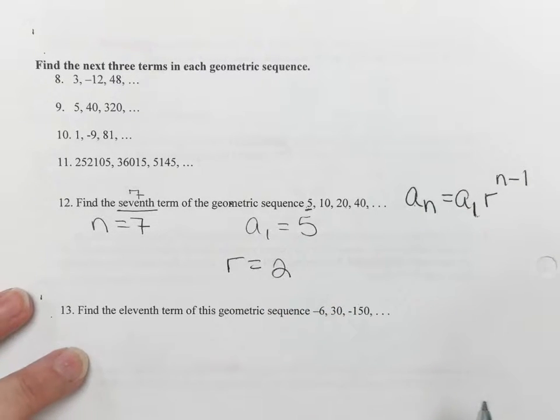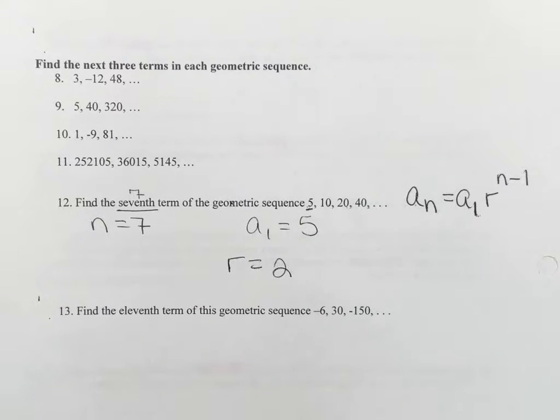Are you all okay? What's the only thing it says to do in 8, 9, 10, and 11? Find the next 3 terms. There you go. That's it, okay? All right, so do you mean to put the answers up here and you can just check your work? Yeah. Okay. All right. We'll do that in just a minute.